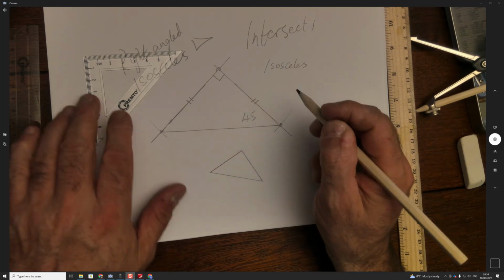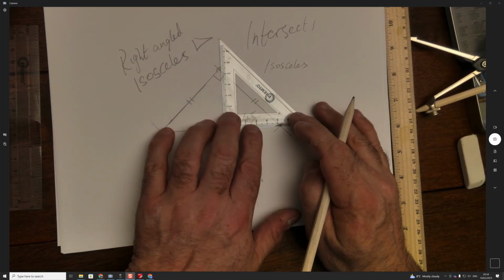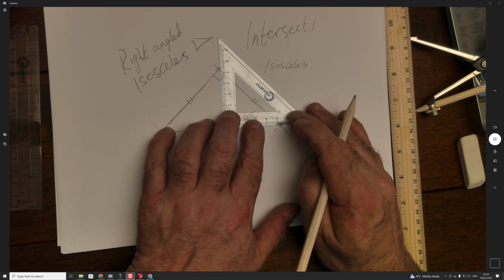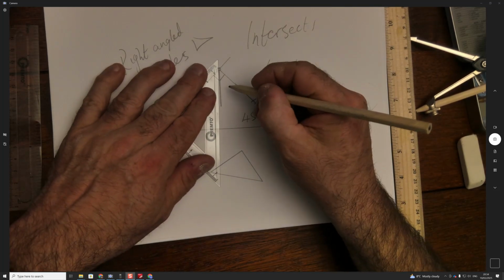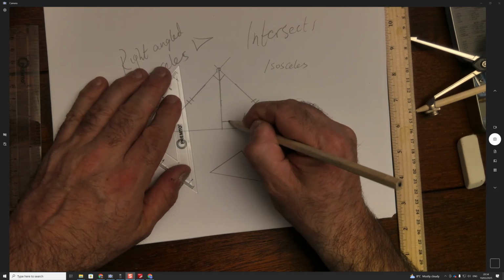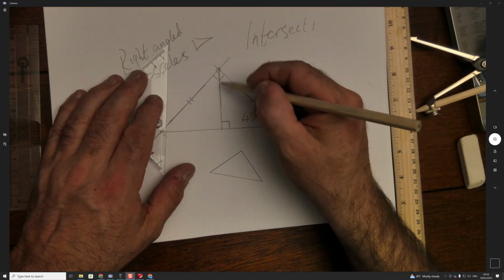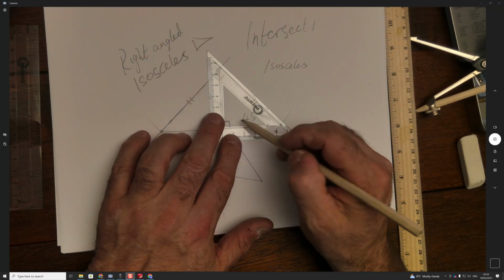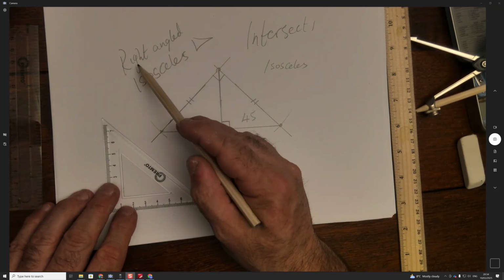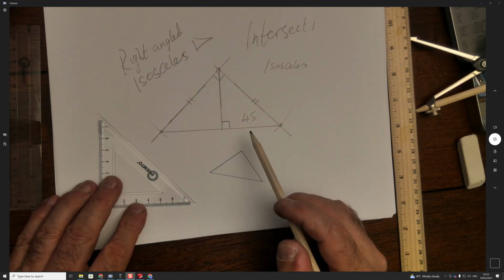Well, hold on a minute now. If I come along here like this and draw in a perpendicular, and a perpendicular is a line that comes up here at right angles and cuts the vertex, then I've created a baby, haven't I? A little baby 45, 45, 90. I've created a baby right angled isosceles triangle.